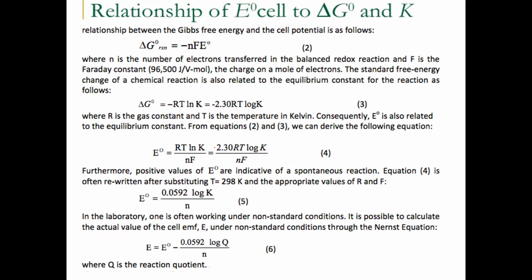Here there are some relationships. What are the relationships present between E naught cell, delta G and K? That means the relations present between E naught, the free energy, and also the constant, that means K.